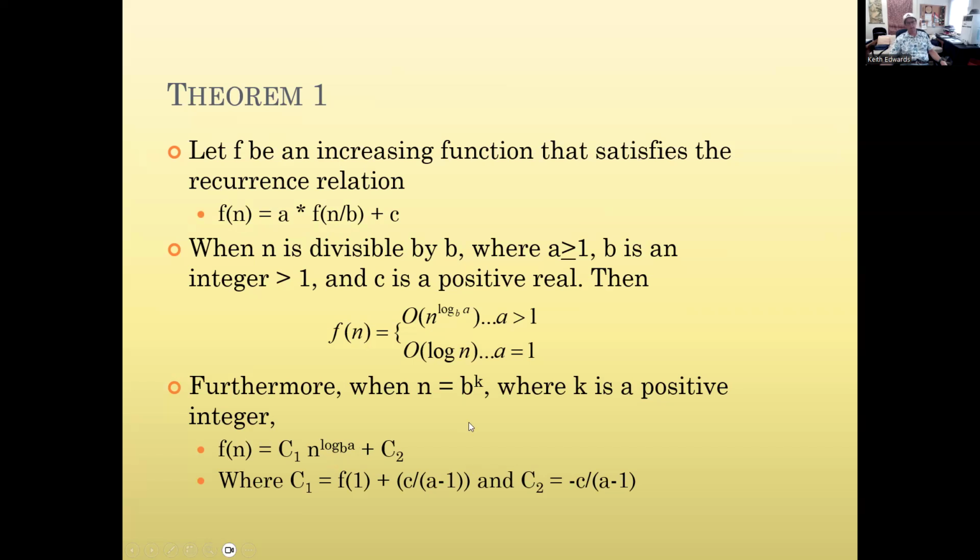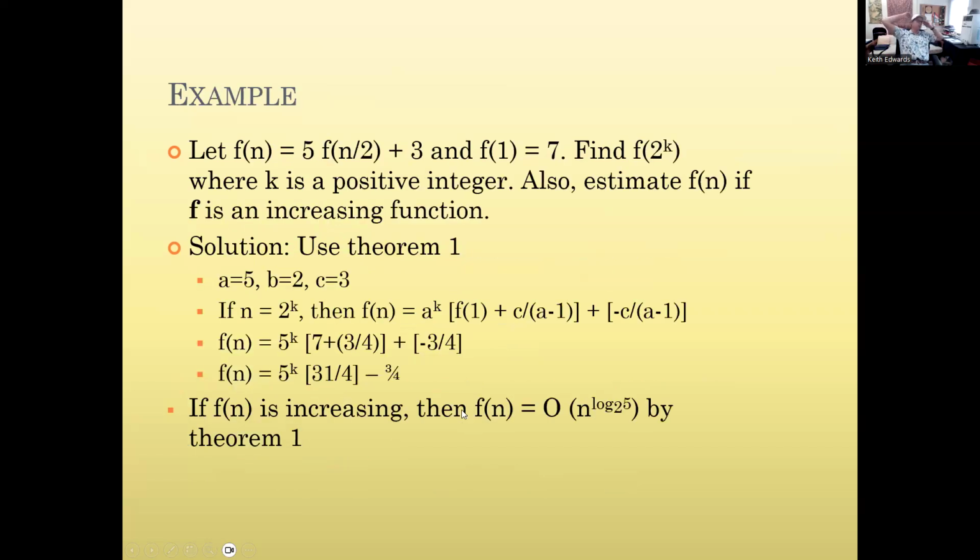So as an example, let f of n be 5 times f of n divided by 2 plus 3, and f of 1 is equal to 7. Find f of 2 raised to k, where k is a positive integer, and then estimate f of n if f is an increasing function. And again, we use theorem 1. Here a is 5, b is 2, and c is 3.